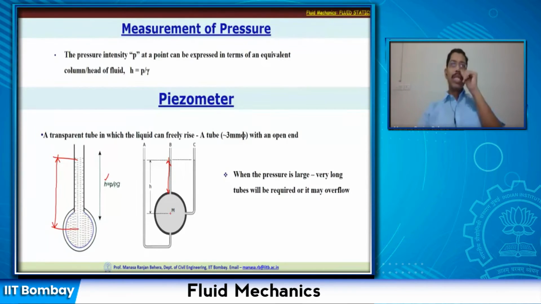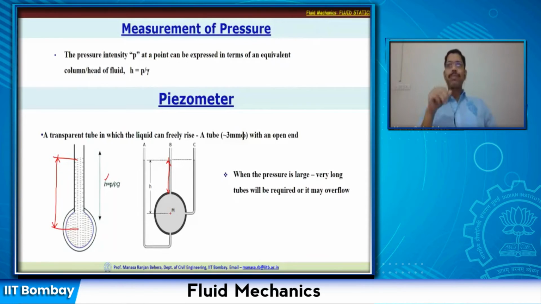Now, usually these piezometers are of transparent tubes, of diameter 3 mm, which is very, very small. If it is too large, then it will lead to errors. And if the pressure is very large, what will happen? Let us say I have this pressure, and the pressure is going to be increased within the pipe. What will happen? This level is going to rise, and at some point it will overflow.